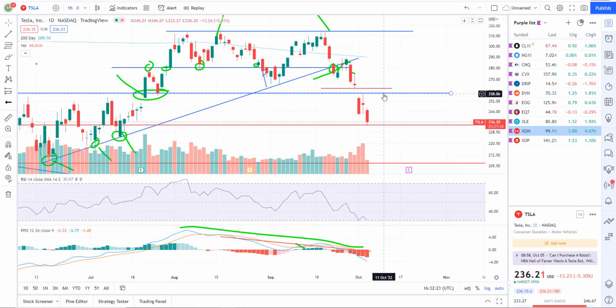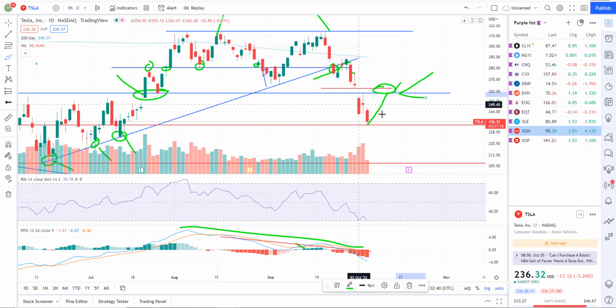Looking to obviously sell a rip on this one and short into rallies, but I did take some profit on it and looking to probably get short on bounces. Maybe we gap fill or go anywhere up to this 258 area. We could bounce like that, and I probably want to short into that right there. So that's all I have on Tesla.